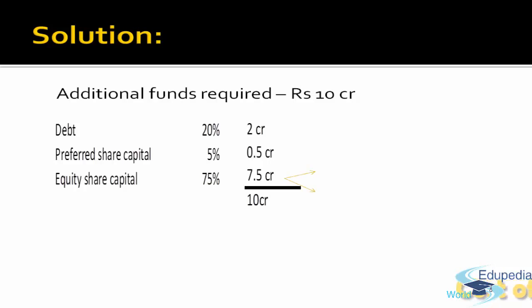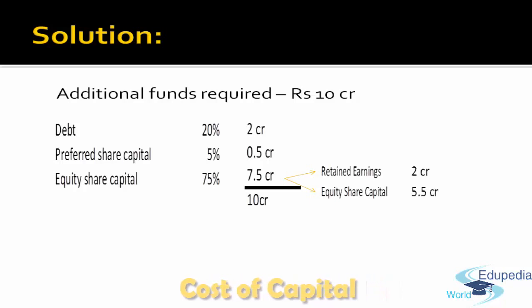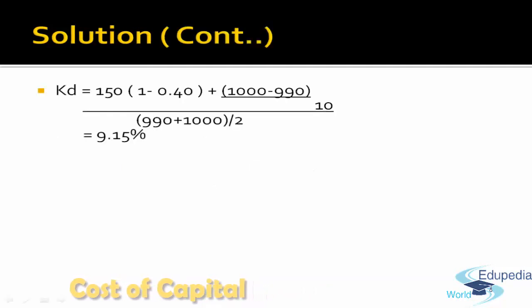So as I told you, equity share capital consists of retained earnings as well. And which one is the cheapest source of finance? Retained earnings. So for 7.5 crore, we will first utilize our retained earnings, and then we are going to raise the fresh source of finance. So retained earnings, the company already has 2 crore. That means we have to just raise 5.5 crore for equity share capital.